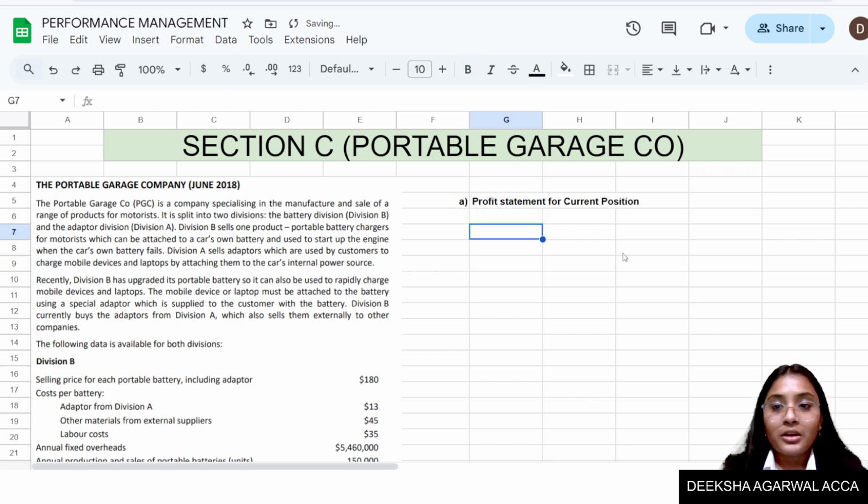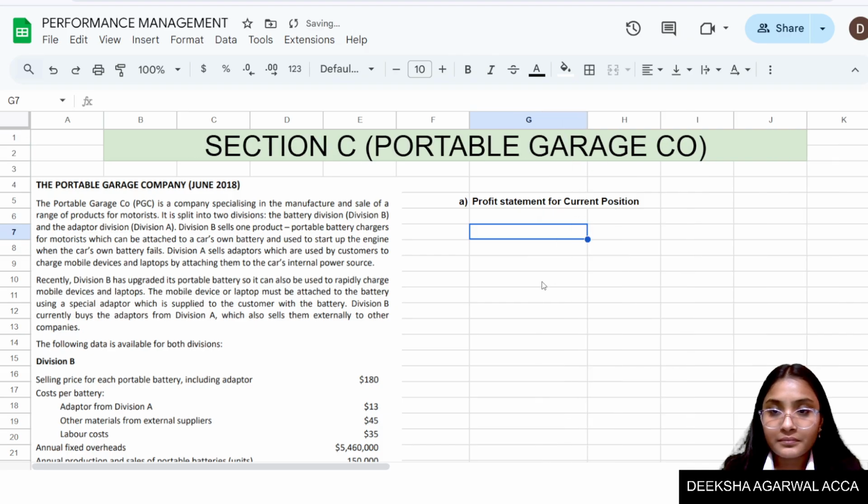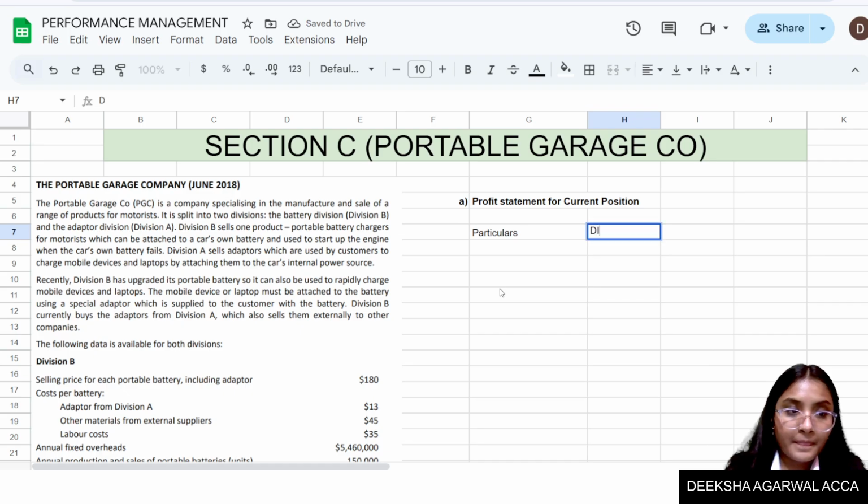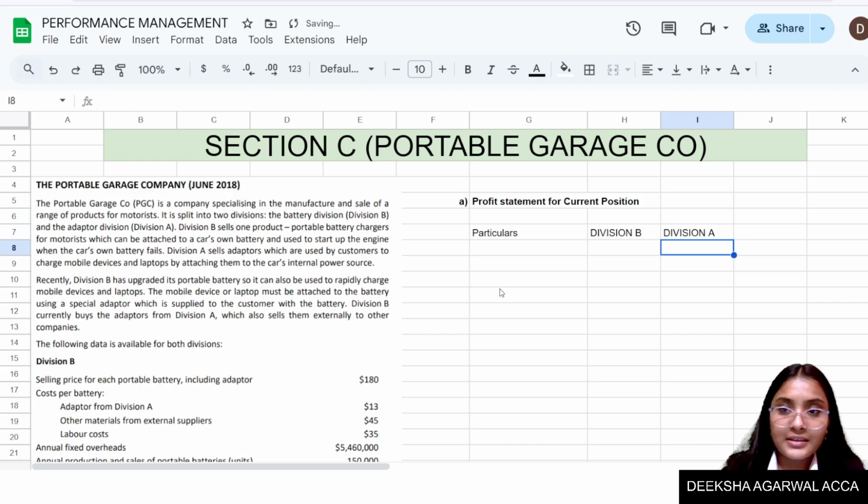Okay. So first of all, your particulars, and we will be calculating everything in the three zeros. No, let's calculate in full amount. Now, how many divisions? Your division B, first of all, is given to you. Then division A is given to you. Then Portable Garage Company Co.